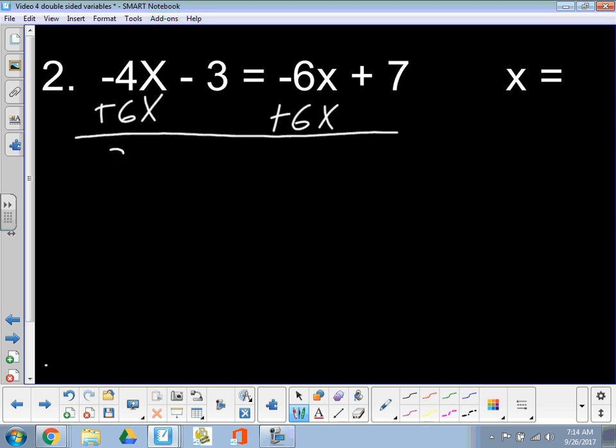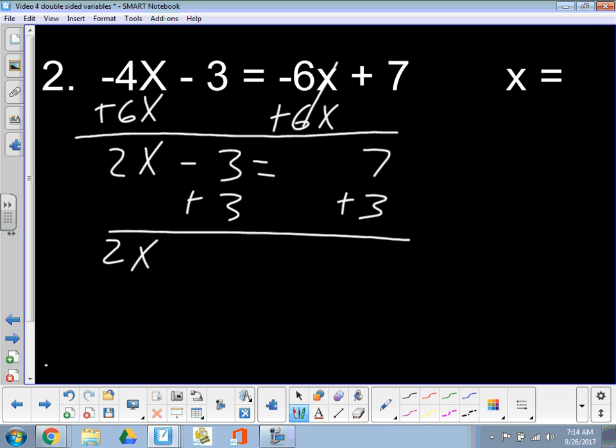Negative 4 plus 6, 2x minus 3 is equal to 7. Add 3. 2x is equal to 10. The opposite of multiply by 2 is divide each side by 2 to keep it balanced. X is equal to 5.